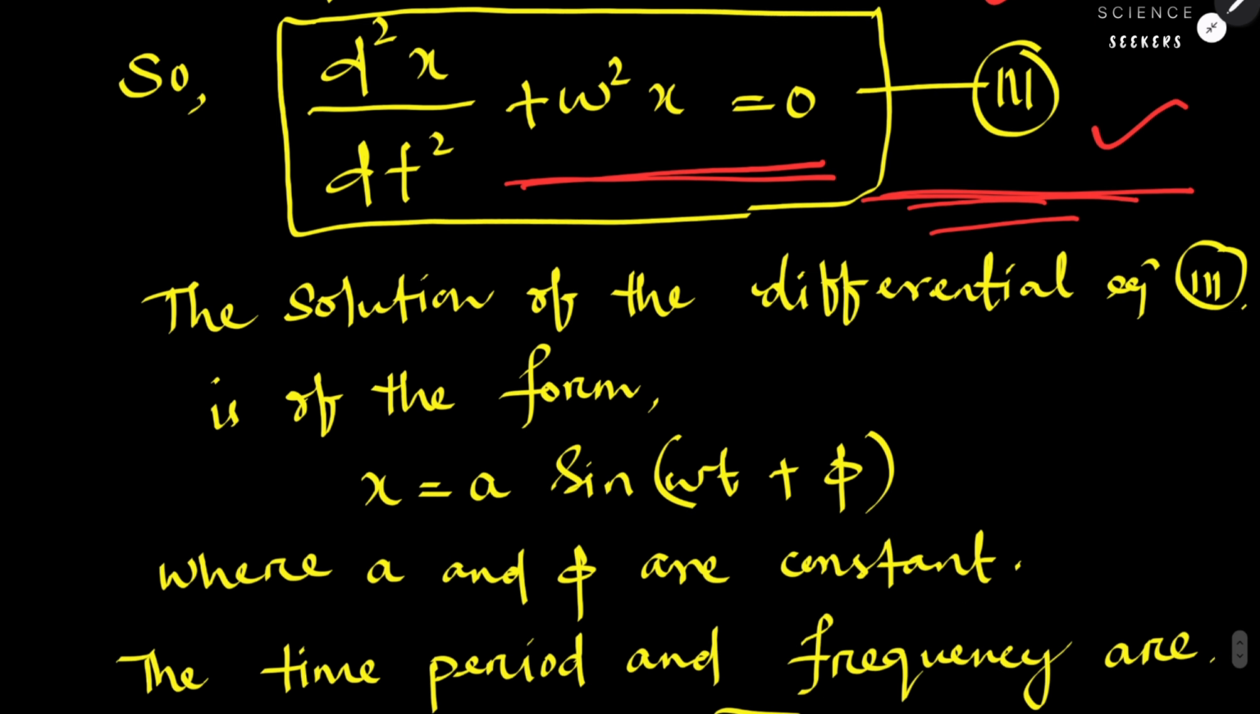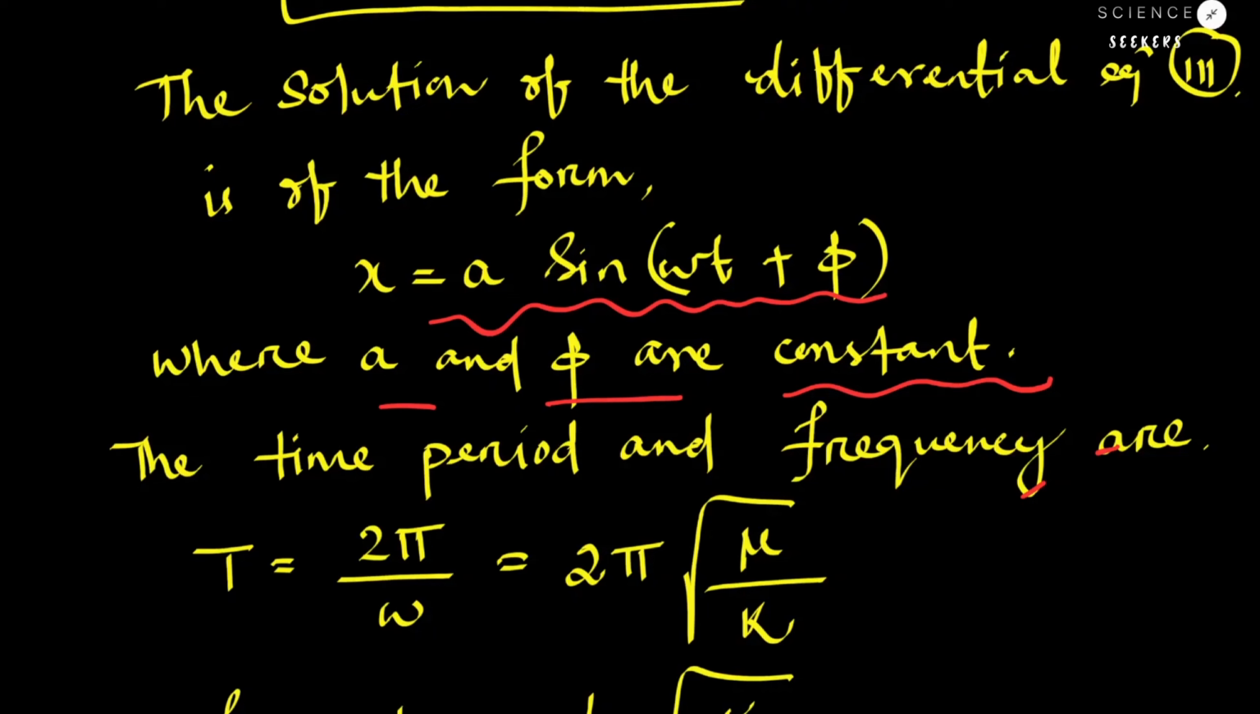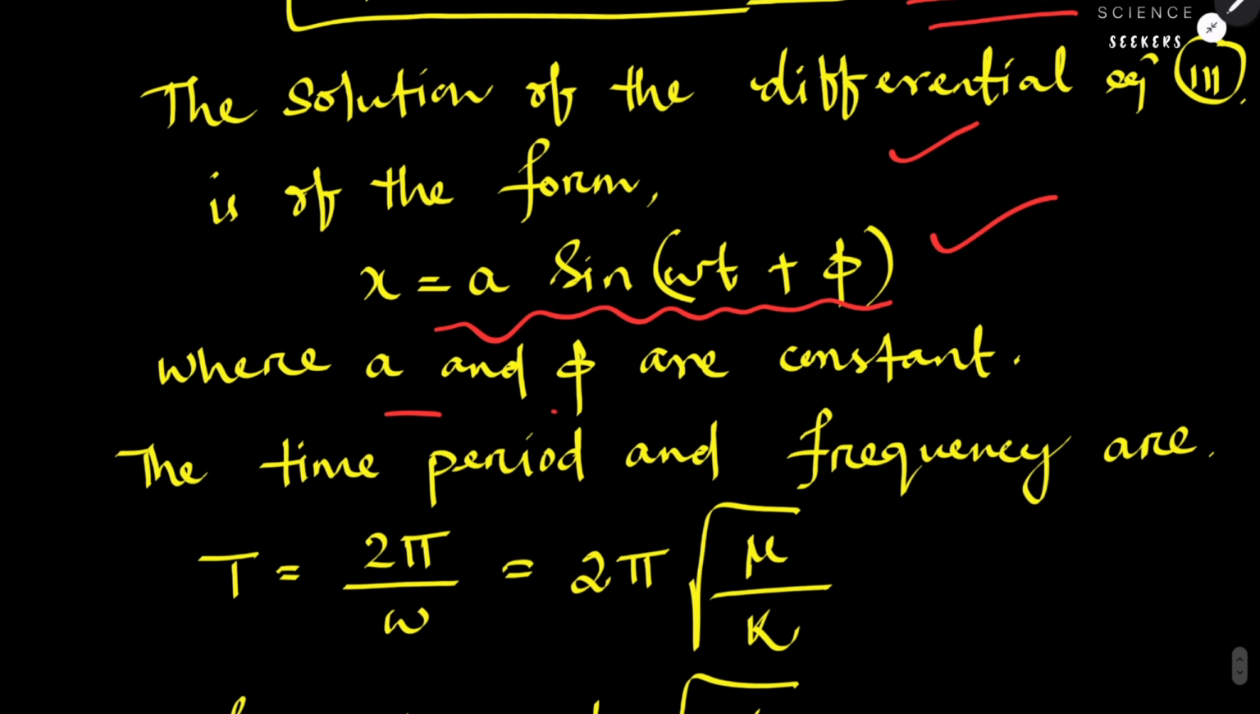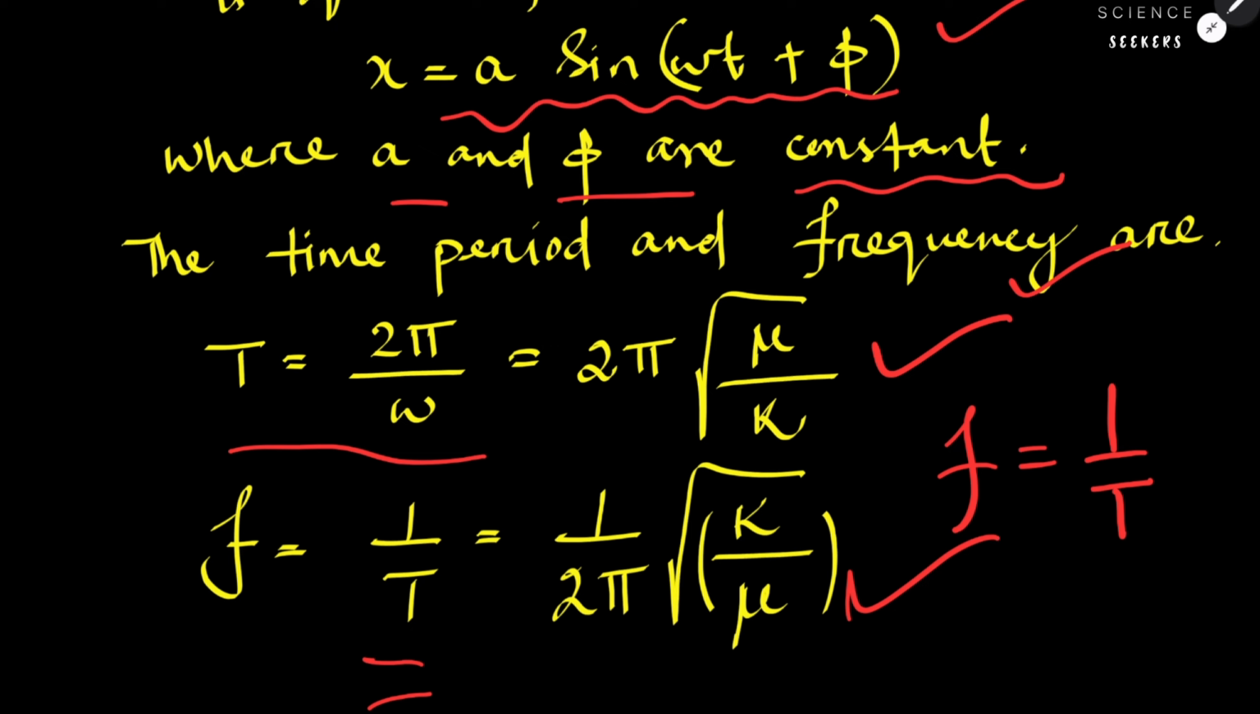The solution of the differential equation will be x equals a sin of omega t plus phi. The solution of the differential equation of the two-body harmonic oscillator is similar to simple harmonic motion, where a and phi are constants. The time period formula is T equals 2 pi by omega equals 2 pi root under mu by k, and the frequency f equals 1 by T, that is 1 by 2 pi root under k by mu. That is the frequency and the time period of the two-body harmonic oscillator.